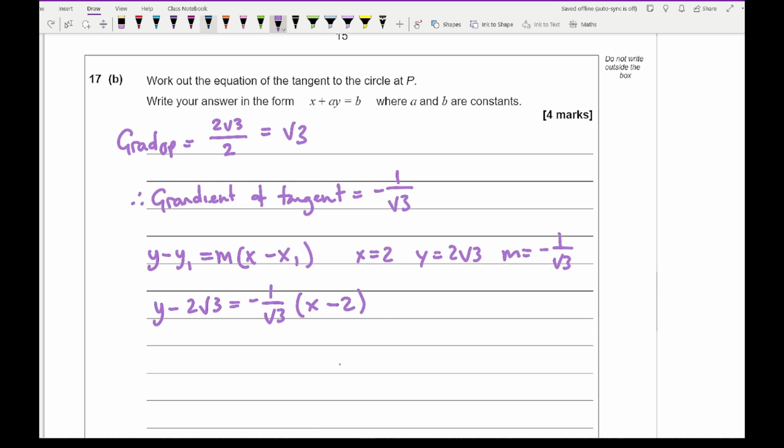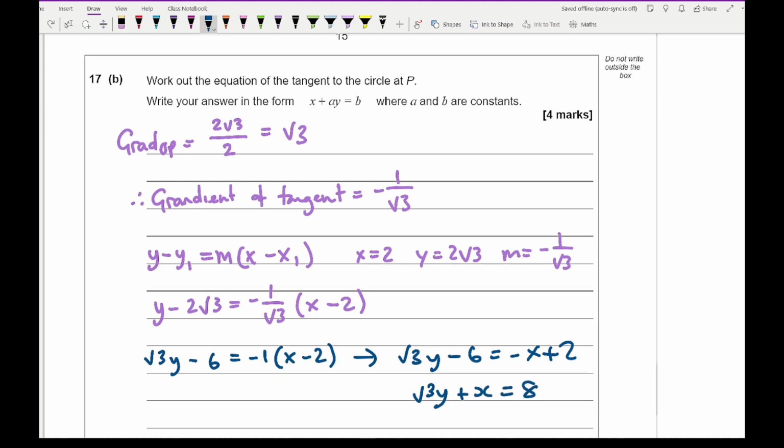Then if I multiply everything by root 3, I'm going to end up with root 3y minus 6, because that's going to be 2 times 3, equals minus 1 x minus 2. And then from this, I can simplify to give me an answer of root 3y minus 6 equals minus x plus 2, leaving me with a final answer of root 3y plus x equals 8. And there is my answer.